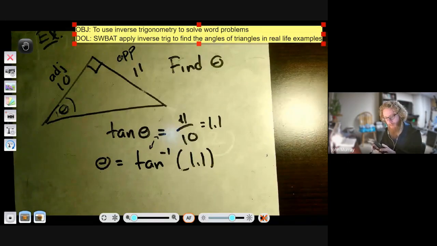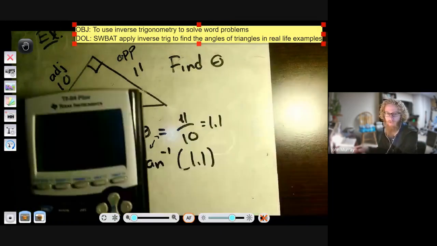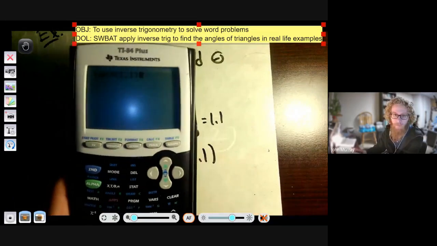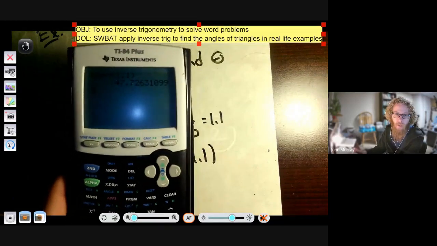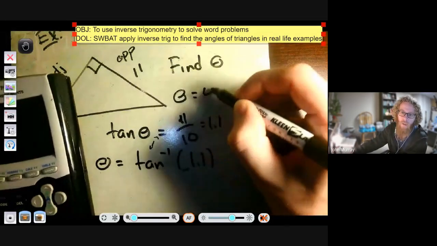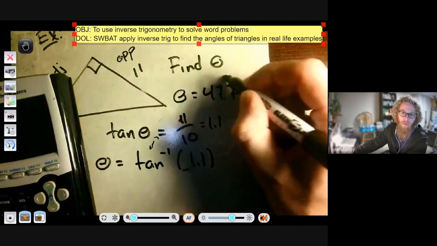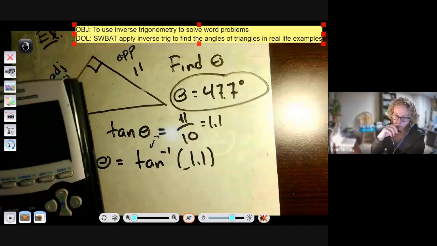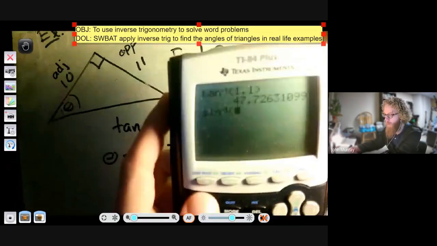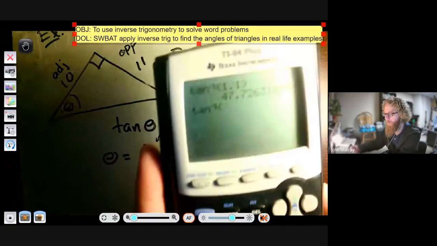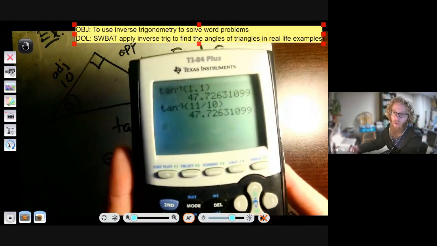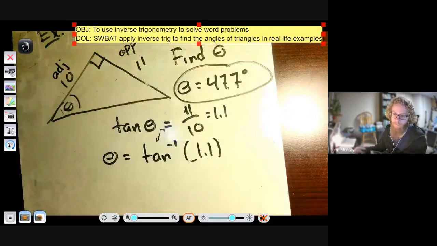And again, in degree mode, I have the inverse tangent of 1.1. That's going to get us 47.7 degrees. And you get the same thing if you entered the fraction. 11 over 10 also gets us the same thing.